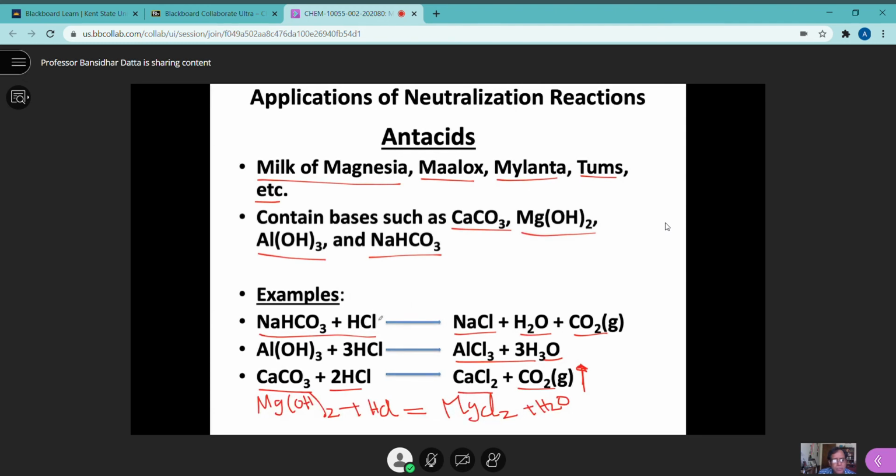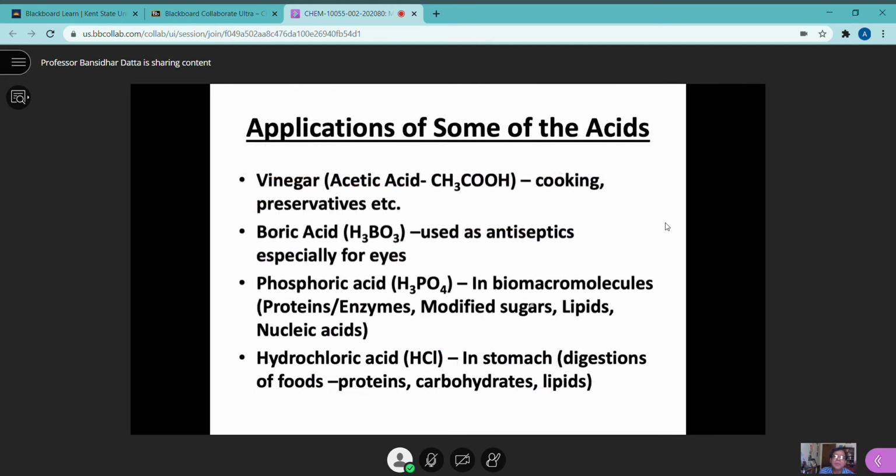So if people take it for a long period of time, they may develop an ulcer. An ulcer is a hole in the stomach, right? Basically it starts deteriorating the tissues. So that's why it has been stopped. But in most cases, Melox, Mylanta, Tums, etc., are good for neutralization reactions. All right, so that's the application of neutralization reactions, and now some applications of acids, like vinegar, for example.